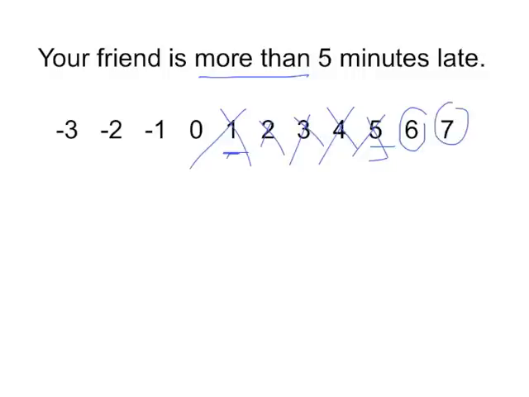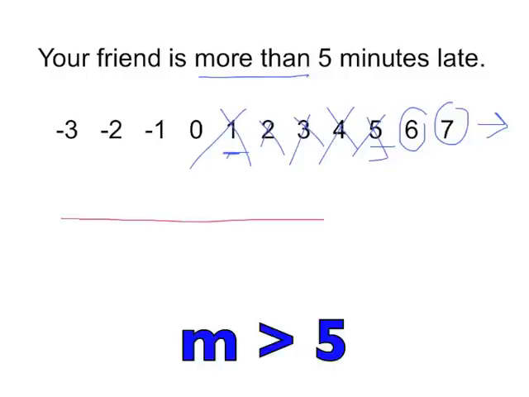If they're 6 minutes late, they are more than 5 minutes late. If they're 7 minutes late, they're more than 5 minutes late, and then so on. So we could write this as the inequality m is greater than 5. We graph these on a number line. So you draw a number line, 0, and you count 1, 2, 3, 4, 5, 6. And we need to put a circle at the point to distinguish the boundary between which numbers are true and which ones are false.